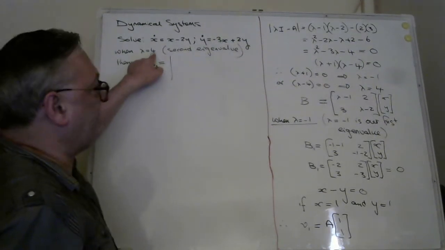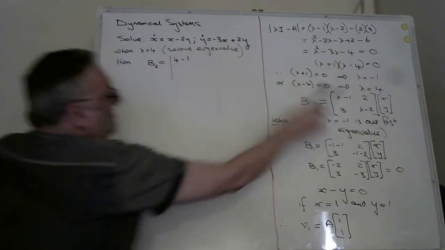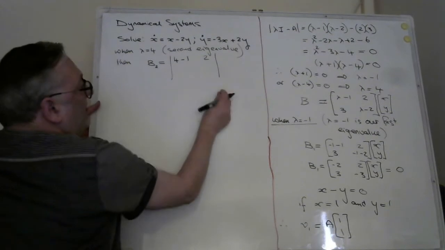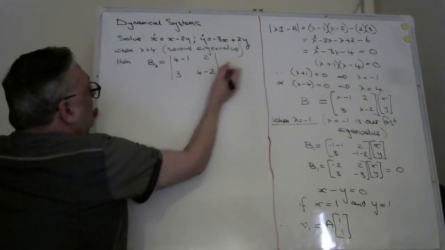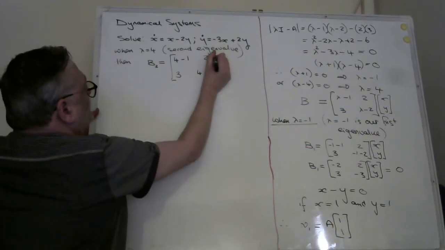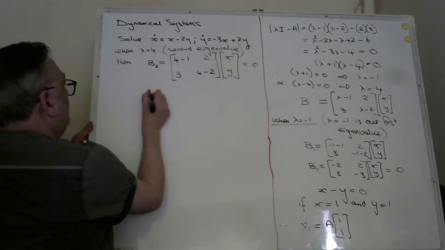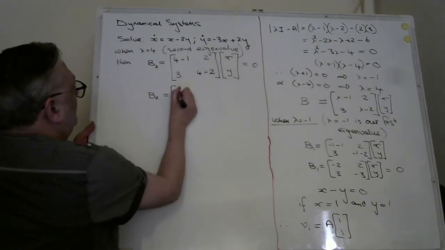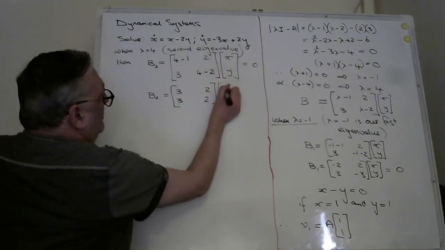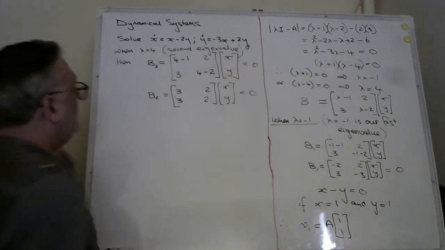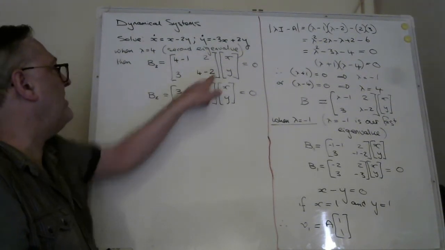So when lambda is equal to plus 4, we've got 4 minus 1. That's why I'm calling this B2. So 4 minus 1. That 2 stays exactly the same, and the 3 down here stays exactly the same. And then we have 4 minus 2 here. We want to make that into a matrix with the x, y vector there, and that has to be equal to 0. So B2 is equal to 3, 2, 3, 2, as you can see directly from that. 4 minus 1 is 3, the 2 stays the same, the 3 stays the same there, and 4 minus 2 is 2.